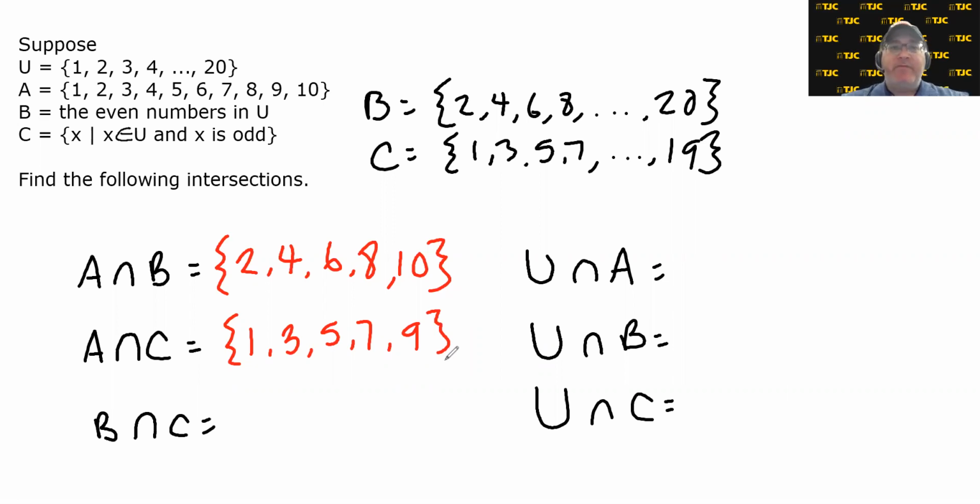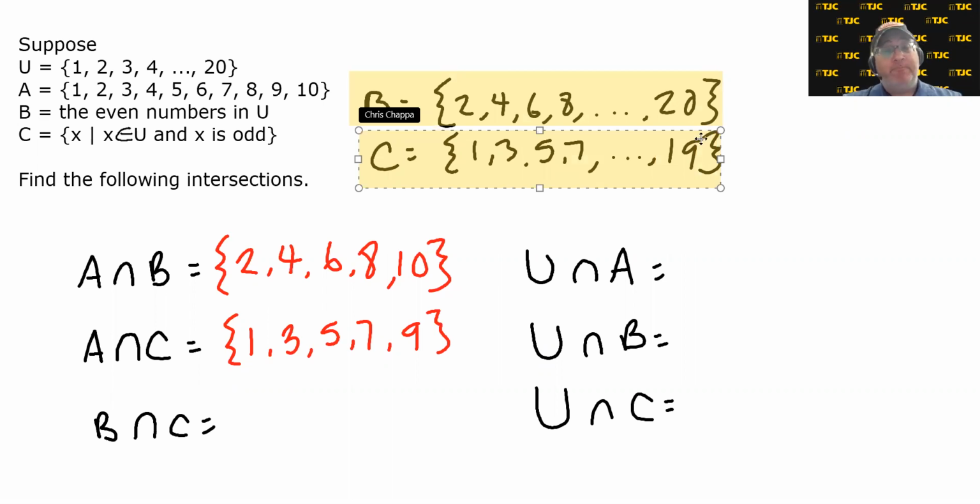What about B and C? B contains, well, the even numbers. C contains the odd numbers. So what do they have in common? Trick question. They have nothing in common because the numbers in B are even, and the numbers in C are odd. And a number can't be odd and even at the same time. So it seems like they have no intersection. But I have to answer the question.